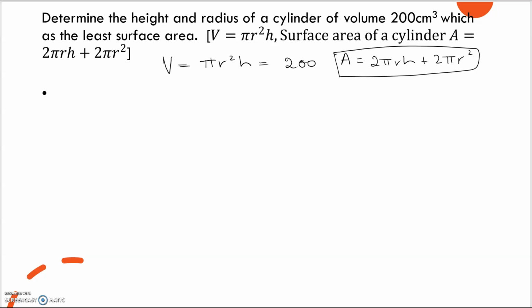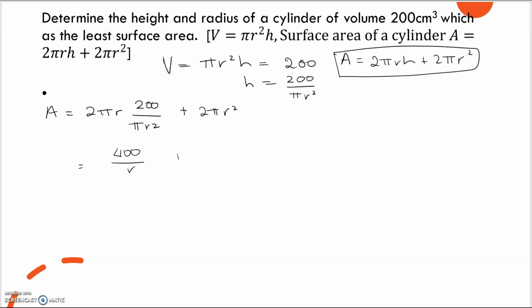At the moment it's a problem because you've got two variables, so it should say, I need to have this area formula either in terms of h or r. So let's go for h. We can rearrange this one then, and now put that back into the rule for A. Tidy that up. What do we get? 400 over r.